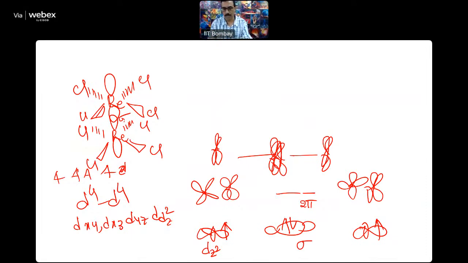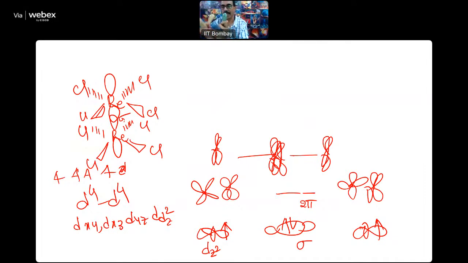If you just consider here, you can see, assume this is dz square. Dz square is something like this. And now if I consider the other portion like this, assume this is dxz. The dxz will be overlapping like this, and dyz will be overlapping like this. So two are here, something like this, dxz and dyz, and this is dz square sigma, and this one is pi, another one is pi.